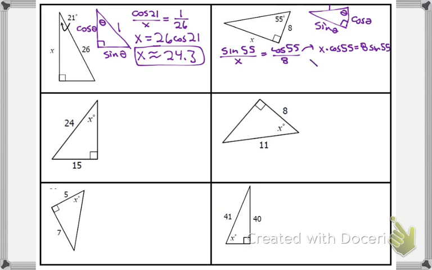I want to get x by itself, so I divide both sides by cosine, and I have 8 times sine of 55 over cosine of 55. Now, I could just put that in the calculator and do both sine and cosine, but it is also equivalent to saying 8 times tangent 55, because tangent is sine over cosine, and we get an answer of about 11.4.